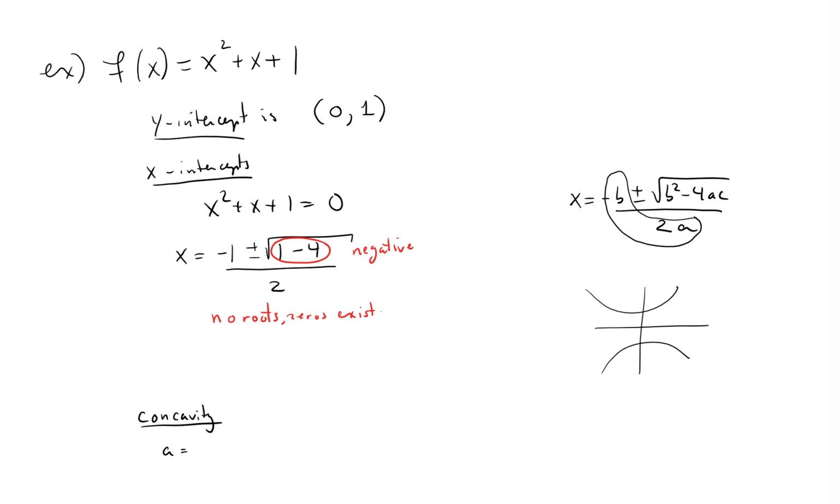Concavity, well, we look at what a is, and it's positive, which means that it's concave up. So already we know it's this case that's going to happen: we have a function that lies completely above the x-axis, being concave up. Let's look at the vertex. So the vertex, we know its x-coordinate is minus b over 2a. That's minus a half here. Right, it's this part.